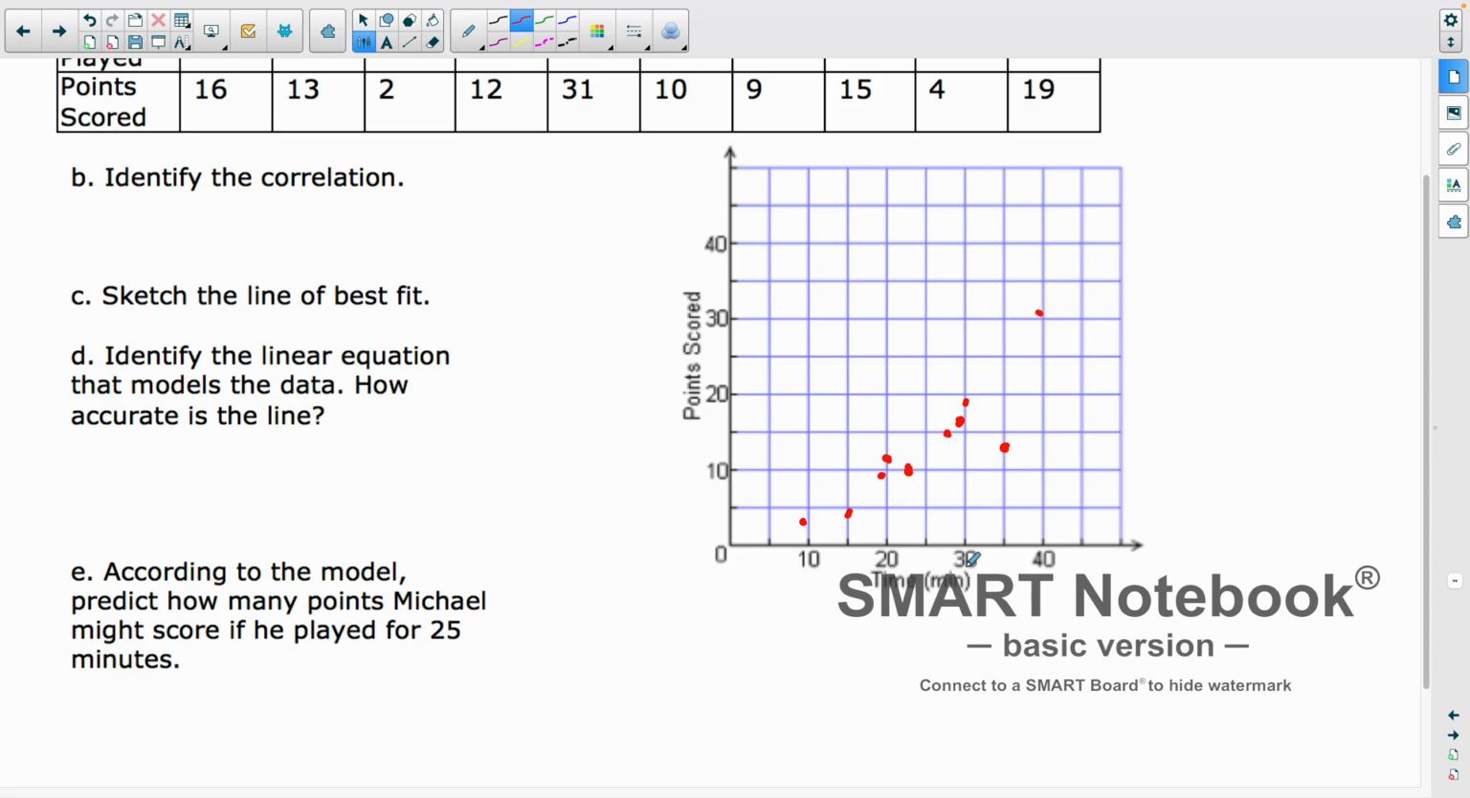Part B says identify the correlation. Well, this is basically exactly what you did on the homework from last night. So what would you tell me about this correlation right here from the scatter plot? Strong positive. Okay, so strong positive, linear. It looks pretty linear. All right. Anything concern you about that graph?